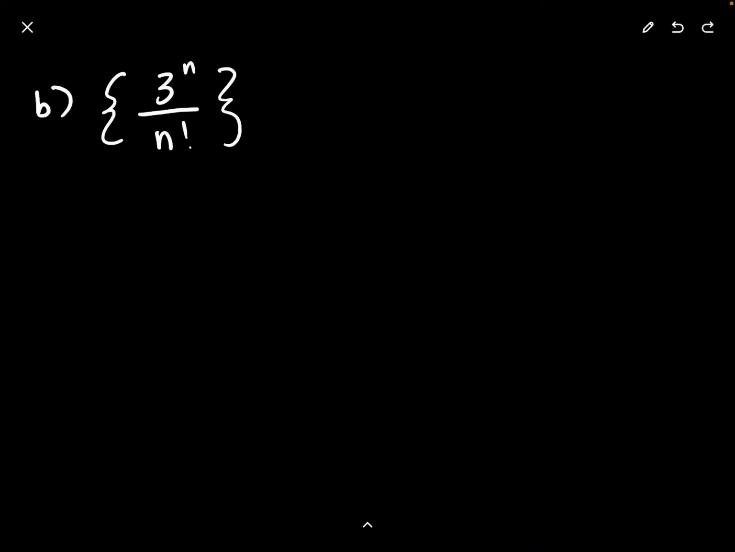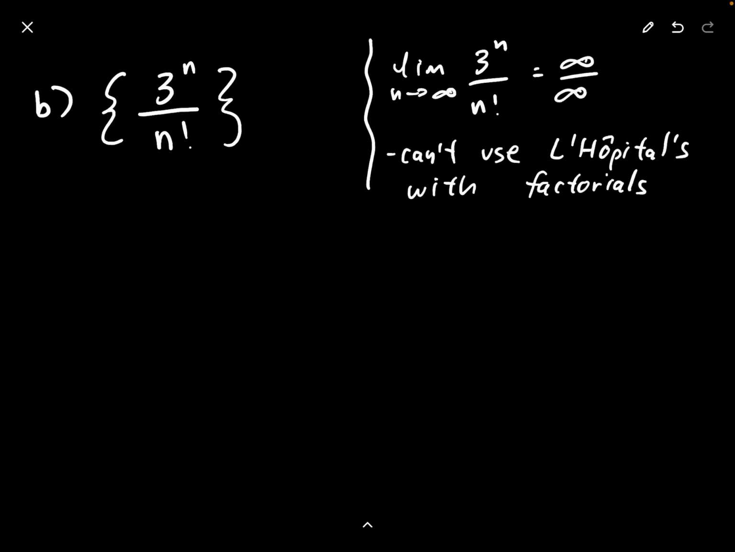In the next example, we have the sequence 3 to the n over n factorial. So here on the side, we can take the limit as n becomes large, and we get infinity over infinity, but we can't use L'Hopital's rule with factorials because they're not continuous. So instead, we'll use the squeeze theorem.